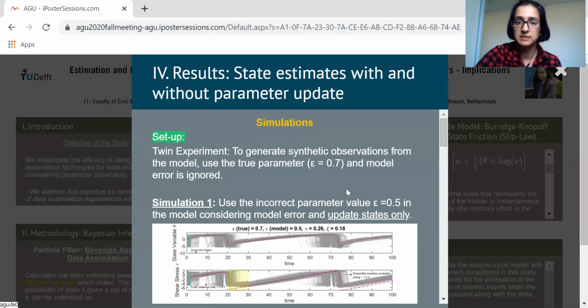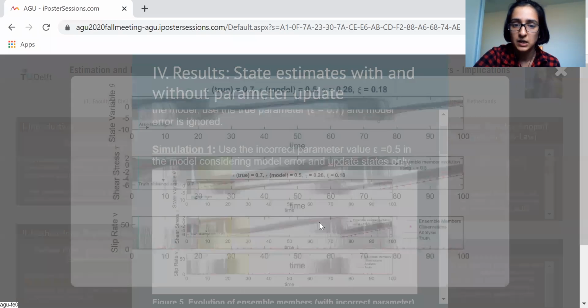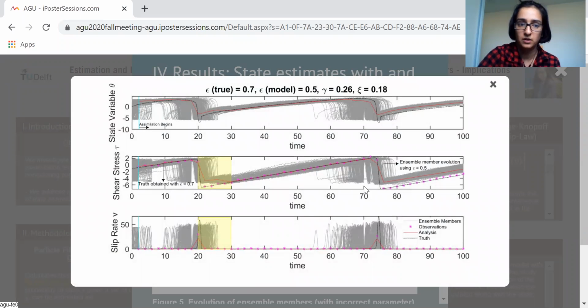Now, the simulation that we conducted in our study is, firstly, we generated the observations synthetically through a twin experiment, where we used the model itself to generate the observations. So we used a correct value of parameter epsilon to generate the observations. But in the model for state evolution, we used an incorrect value of epsilon as 0.5. So you can see the evolution of the states with time. And since the parameter in the model is incorrect, you can see that at certain time epochs, the state shear stress trajectory falls out of the true trajectory with time. So you can see it is not very aligned with the true trajectory.